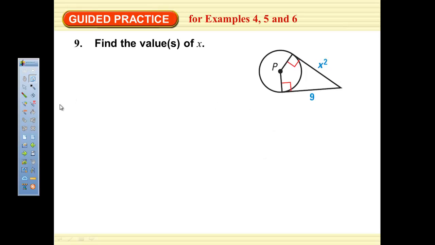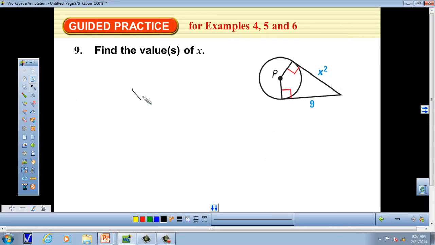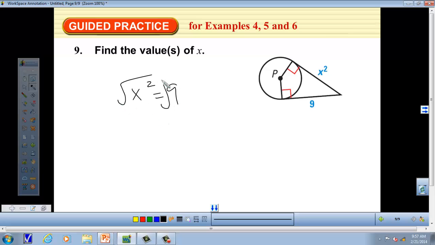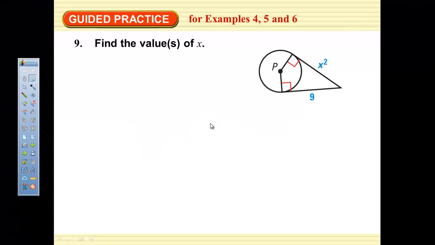And here's one more. Again, we set these equal to each other. We get x squared is equal to 9. And be careful here. If we square root both sides, there's actually 2 answers, because 3 will work, but also negative 3 will work. So you can write it like that, or you can say plus or minus 3. Okay. And we're done. Thanks.